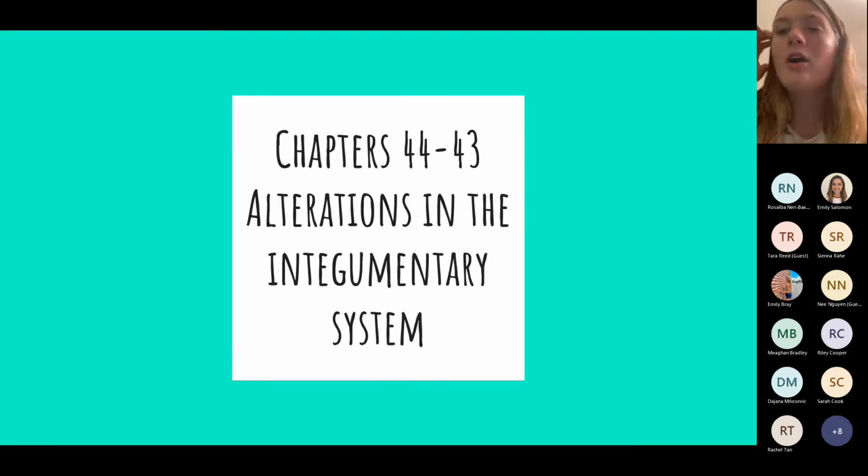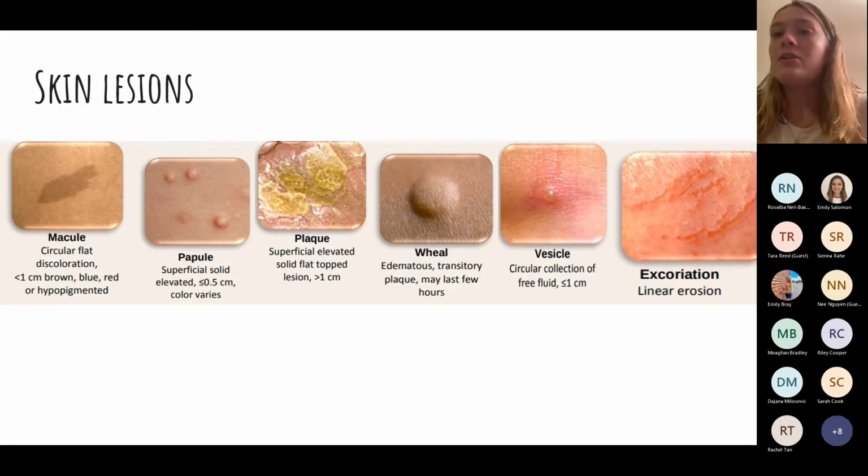So now we're going to talk about our integumentary system. I included this photo to help you classify skin lesions. We have our macules, papules, plaques, wheals, vesicles, excoriations, etc. When we think excoriation, it's more like erosion, more of your scratching, if you will.